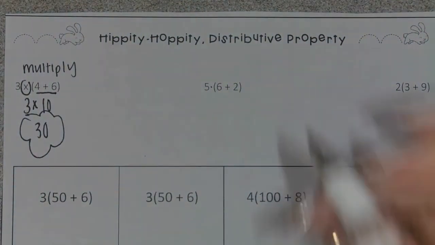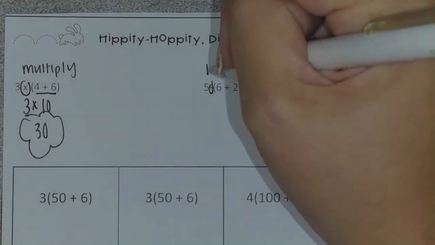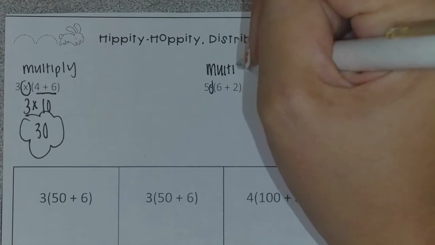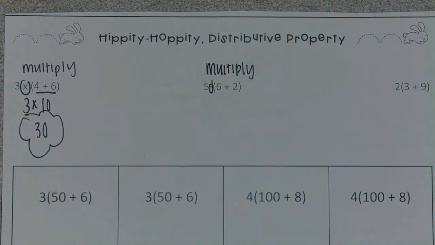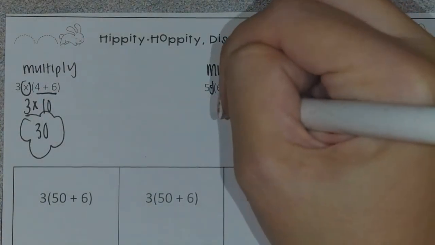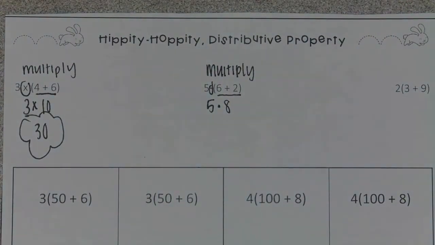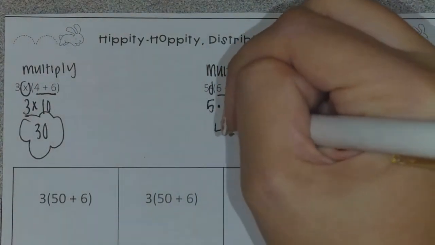On our next problem, this time I have a little dot right there. I want you to circle that dot. That dot also tells us that we are multiplying. So same thing, I'm going to follow order of operations, grouping first. So 6 plus 2 would give me 8. Copy down everything I did not use, which would be 5 times, and 5 times 8 gives me 40.